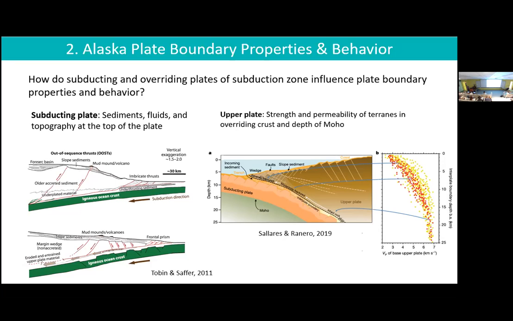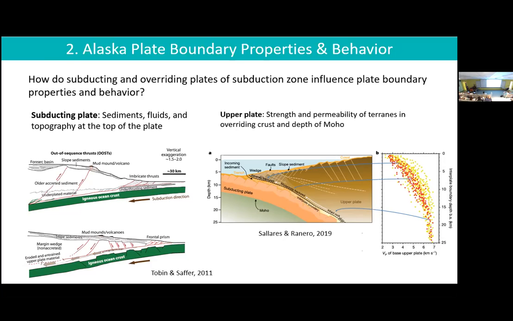On the other side, we have the upper plate. There are a number of interesting recent studies that show how it could influence things. And in a more global way, we could imagine that with depth you would have a more and more rigid crust that overlies the plate boundary. That's shown in this very nice paper by Solaris and Renero. So you have an increase in rigidity that you expect just from the increasing pressure of this crust at greater and greater depths.